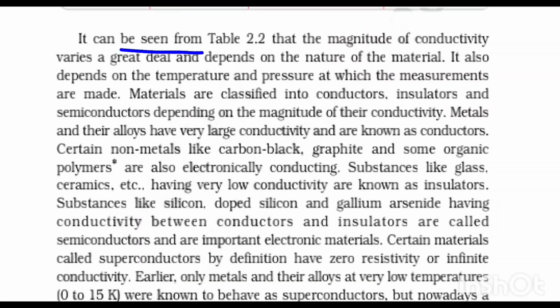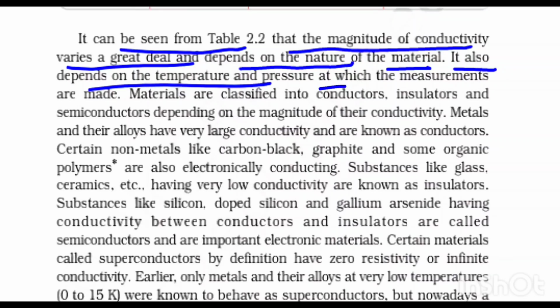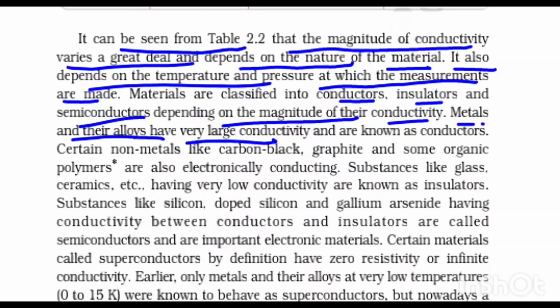It can be seen from table 2.2 that the magnitude of conductivity varies a great deal and depends on the nature of the material. It also depends on the temperature and pressure at which the measurements are made. Materials are classified into conductors, insulators, and semiconductors depending on the magnitude of their conductivity. Metals and their alloys have very large conductivity and are known as conductors. Certain non-metals like carbon black, graphite, and some organic polymers are also conductors.